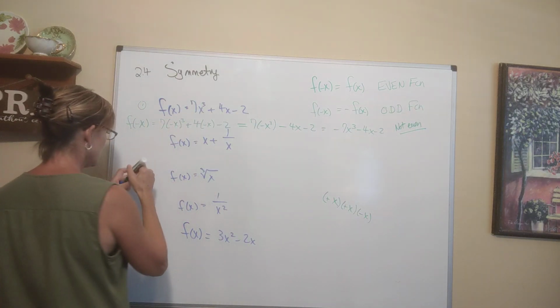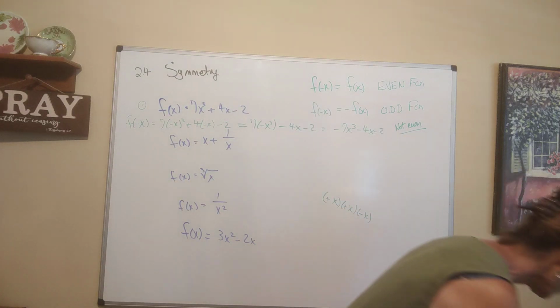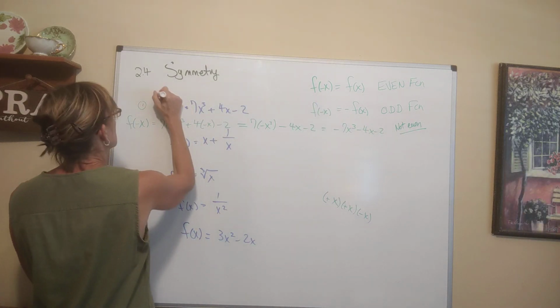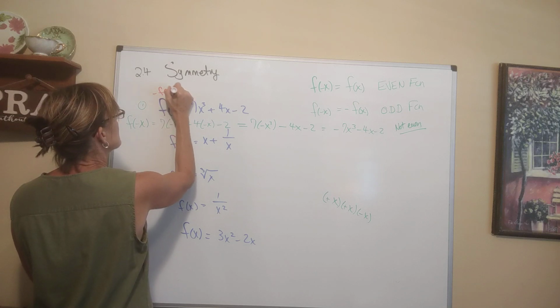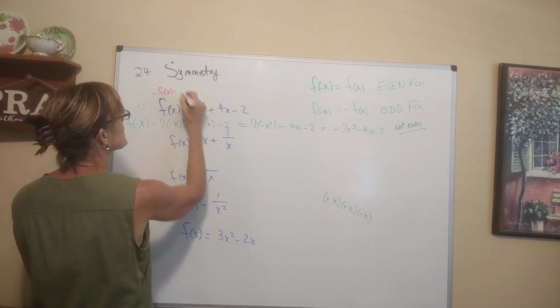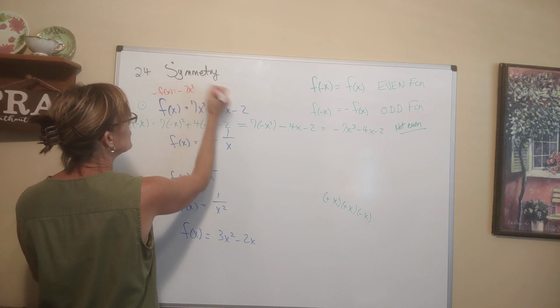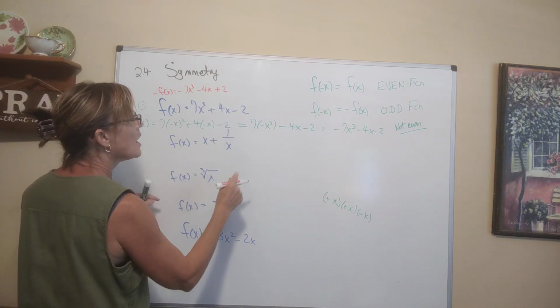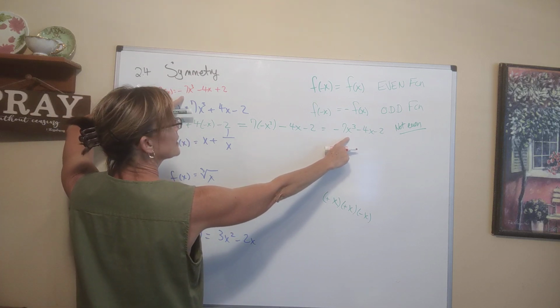What is negative f of x? What would that look like? Okay. Negative f of x would look like this. Negative f of x would be where I change the signs of all these. Negative 7x cubed minus 4x plus 2. Does this result look exactly like this?